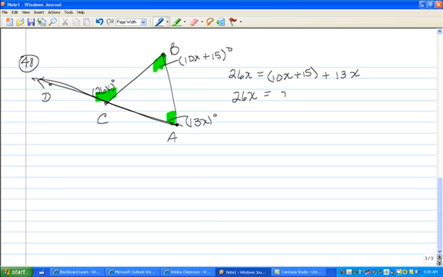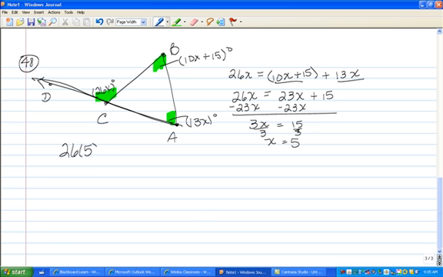So we need to solve this. We get 23x plus 15 when we combine our x's. Subtract 23x from both sides, we get 3x equals 15. Divide by 3, then x equals 5. So that means we're to find the measure of the exterior angle, so it's 26 times 5, which is, I believe, 130 degrees. Answer to our question.